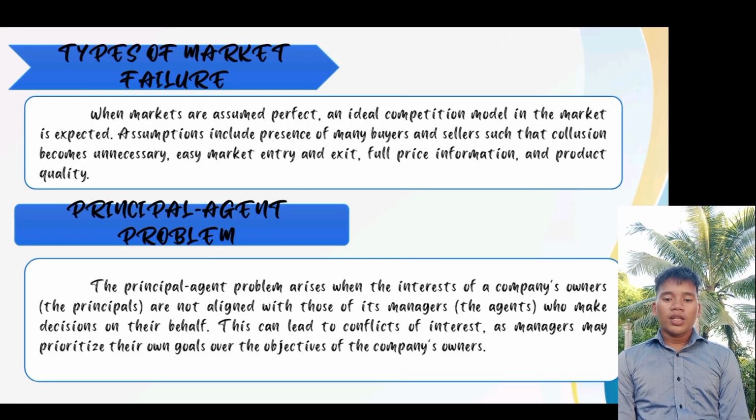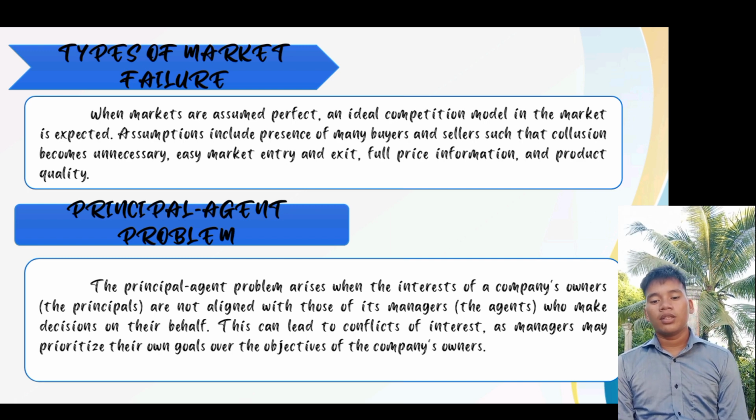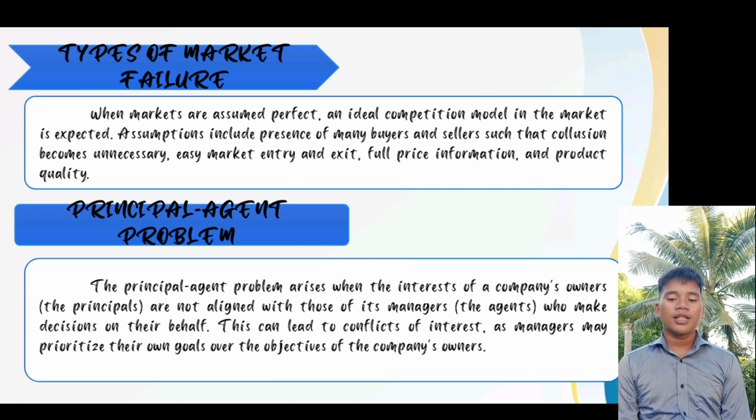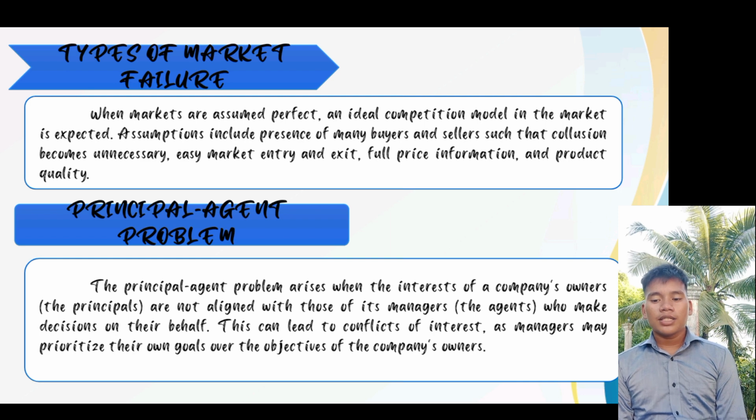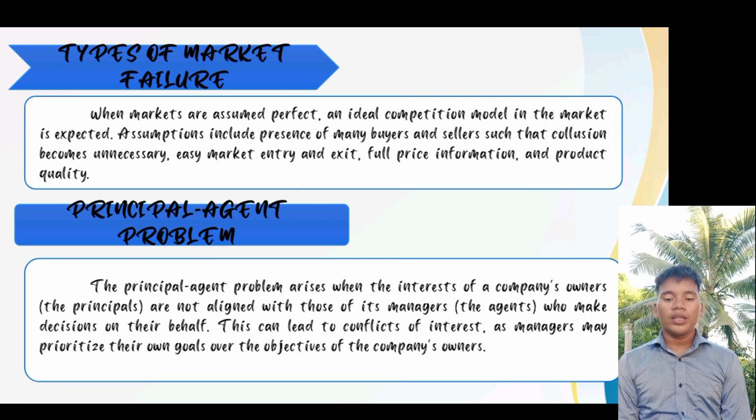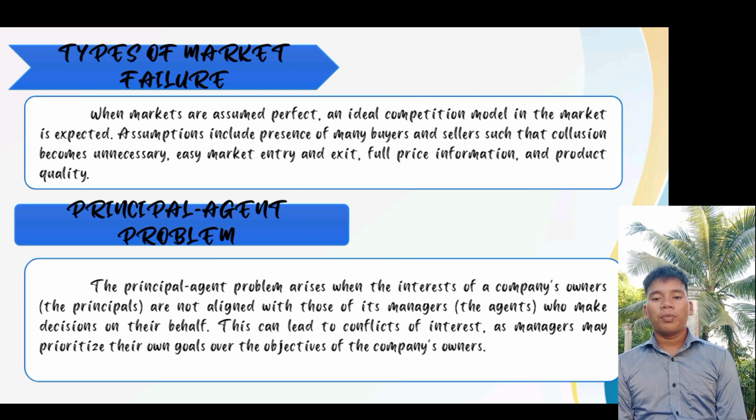Types of market failure: principal agent problem, information failure, imperfect information, and asymmetric information. When markets are perfect, an ideal competition mode in the market is expected. Assumptions include presence of many buyers and sellers such that collusion becomes unnecessary, easy market to enter and exit, and full price information and product quality.